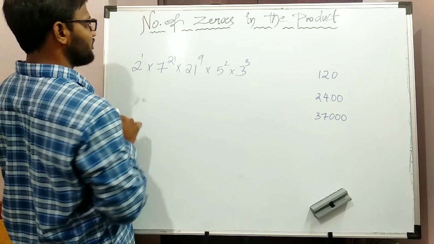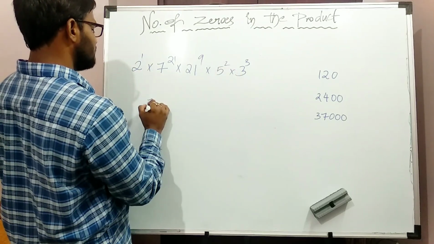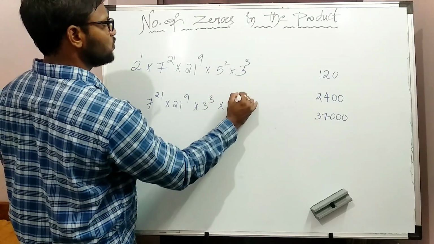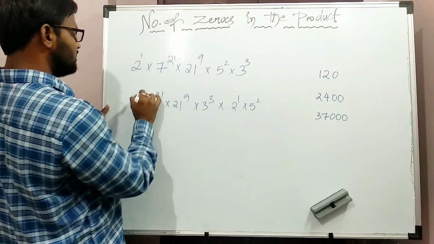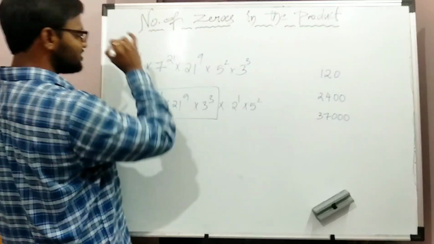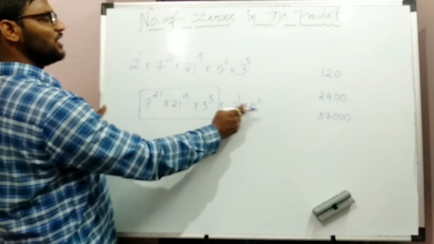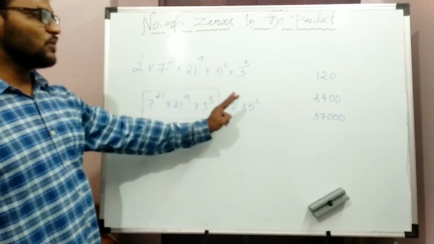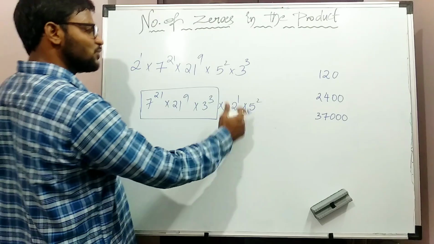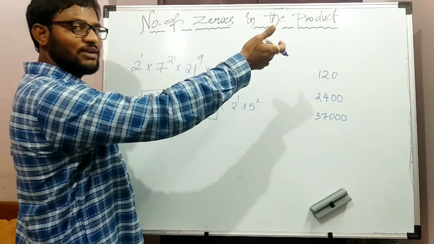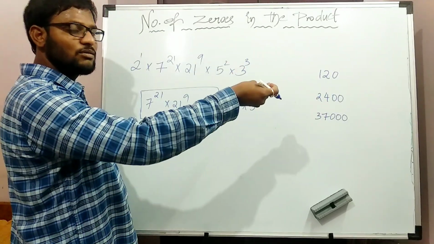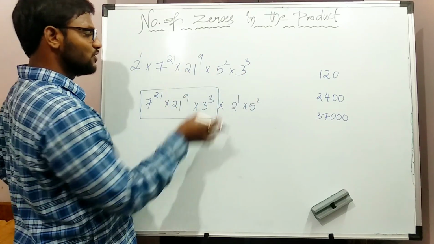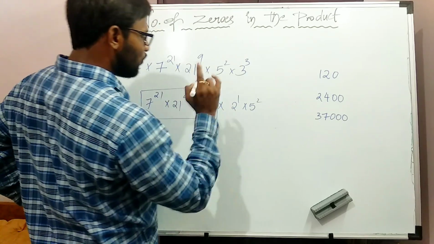See here, 2 power 1 and 5 power 2. This 7 power 21, 21 power 9, 3 power 3, I'm writing as it is, 2 power 1 into 5 power 2. This product will not give any zeros in the end. 2 into 5 square. How many 2s? 1. How many 5s? 2. 2 into 5 into 5. So in this 2 into 5 gives 10 and another 5 will be left. So to get one more 0, we need one more 2. Is there any 2 here? Is there any even number here? No. So this product is ending with only 1 zero.